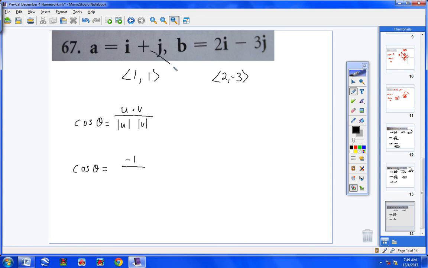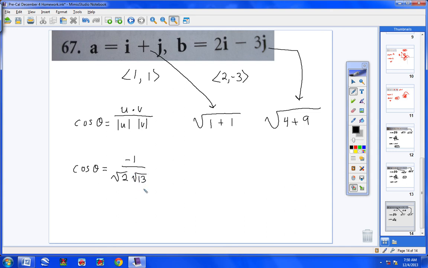Now for the denominator, let's find the magnitude. Let's first of all find the magnitude of A. Okay, here's the magnitude of A. You square your 1, that's a 1. Square your 1, that's a 1. Add them together, square root of 2. Now let's find the magnitude of B. You square your 2, that's a 4. You square your negative 3, that's a 9. Add them together, and you get the square root of 13.